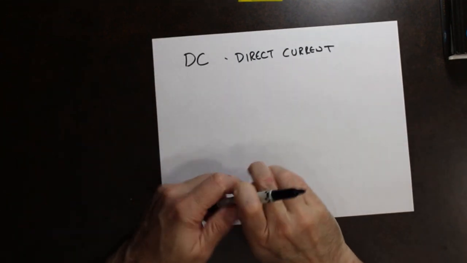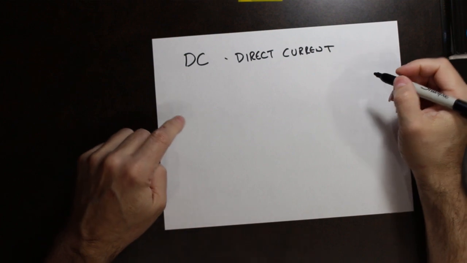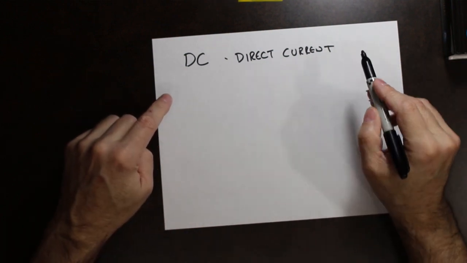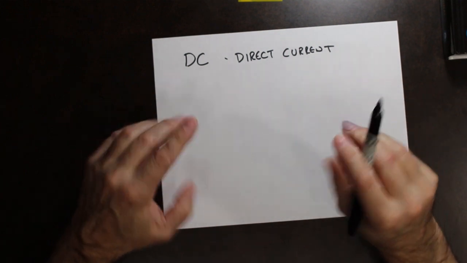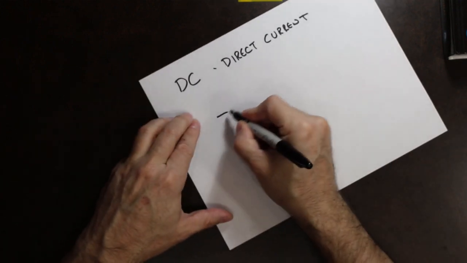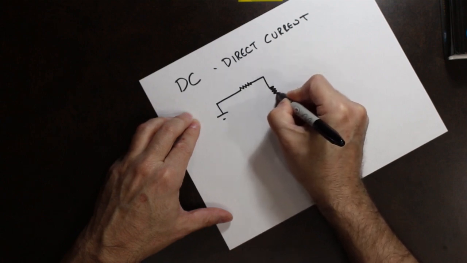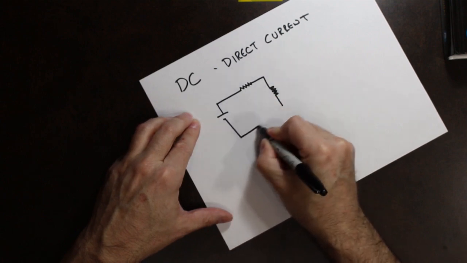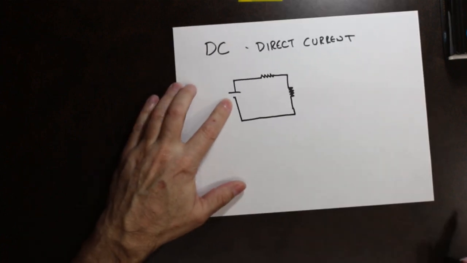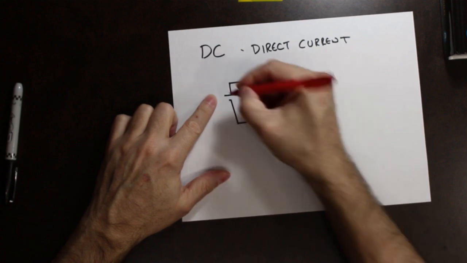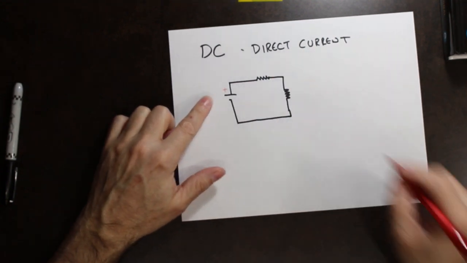What does that mean? Well, direct current means at any given time, the current is only flowing through one direction of that circuit. So if I took a simple little circuit like this, with a DC supply, this side of the supply is always positive.